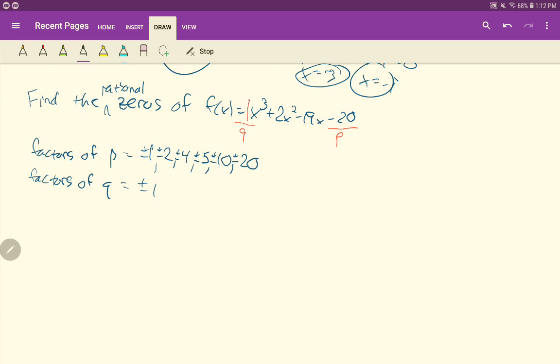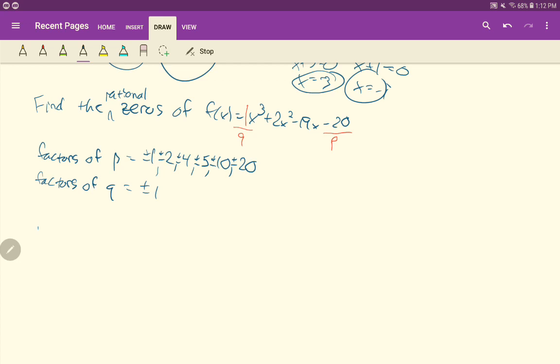Now, with these factors, we're going to create a list of the possible rational zeros for f of x. And it's going to be in the form factors of p over the factors of q. And this will be true for any polynomial we come across.